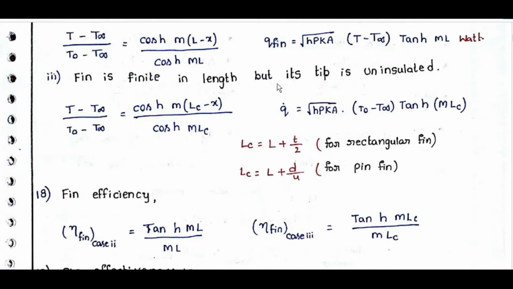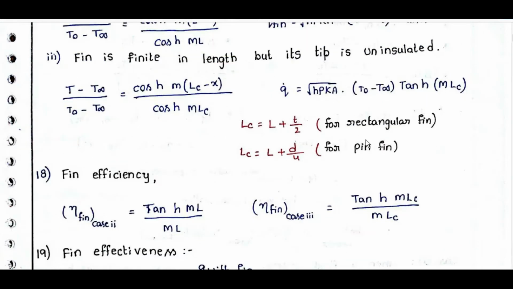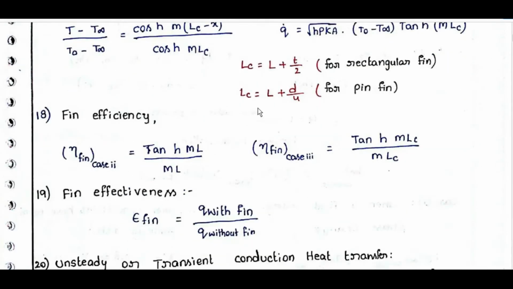Fin is finite in length, but its tip is uninsulated. Then T minus T infinity by T naught minus T infinity is equal to cosh m(Lc minus x) by cosh mLc. Q dot is equal to root hPkA (T naught minus T infinity) tanh mLc. Lc is equal to L plus t by 2 for rectangular fin. Lc is equal to L plus d by 4 for pin fin.